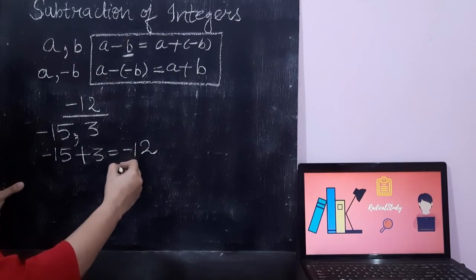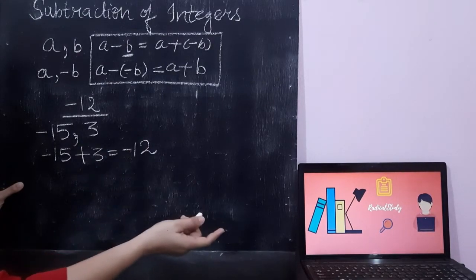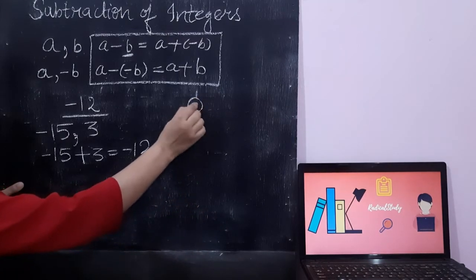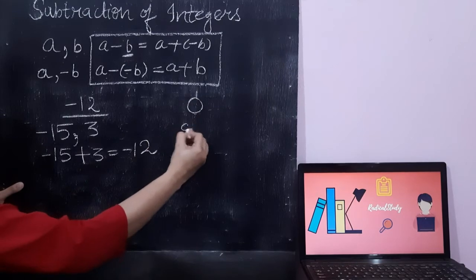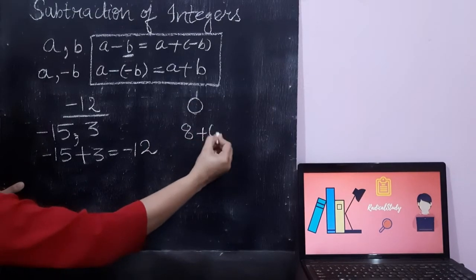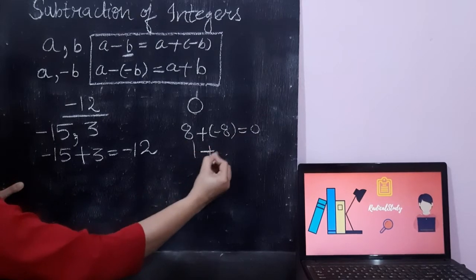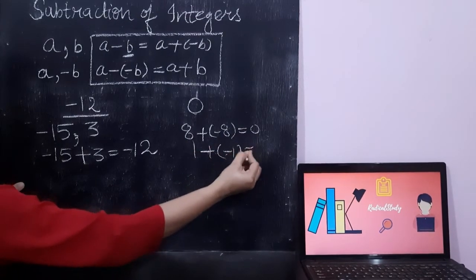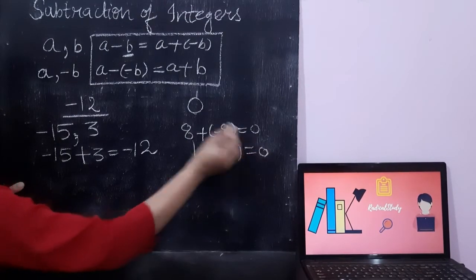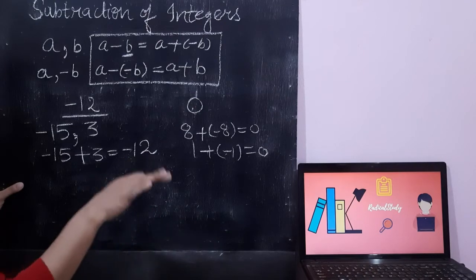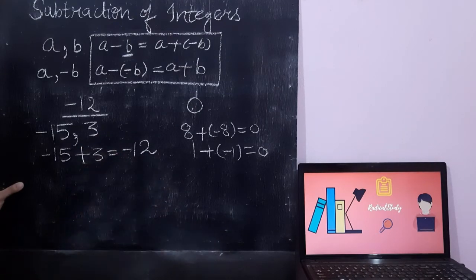Okay students. So now one more example. Tell me a pair of integers whose difference is 0. The difference can be 0 by taking 8 and its additive inverse. It is 0. We can take 1 and its additive inverse. One more thing I want to tell you, the additive inverse of 0 is also 0. So don't get confused. The additive inverse is the number which makes the value 0.